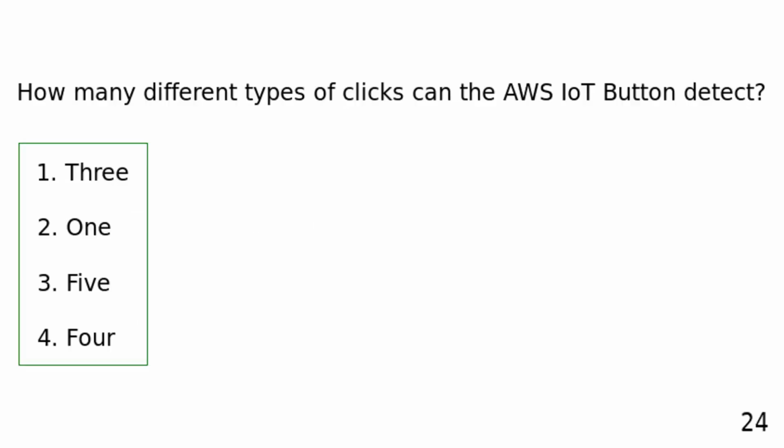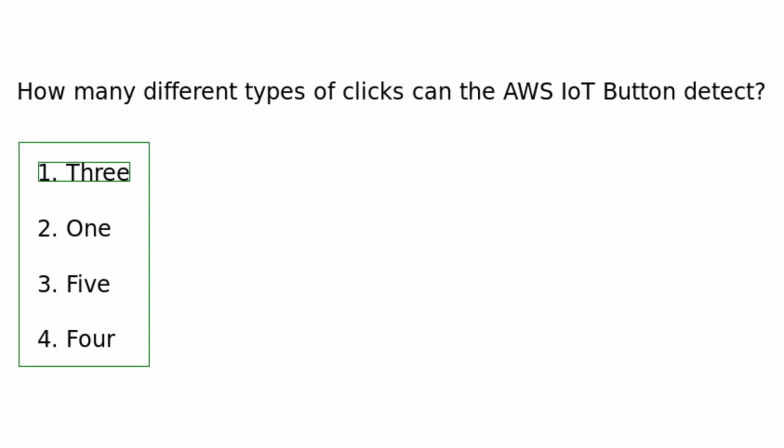How many different types of clicks can the AWS IoT Button detect? 3, 1, 5, 4. The AWS IoT Button can detect single, double, and long clicks.